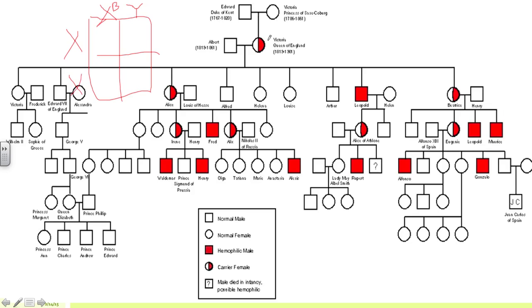Because they had Victoria here, their daughter, who is a carrier, that means that Mama had to have one little b. Now, she didn't have two little b's, because if she had two little b's, she'd be colorblind, and she is not. So that means she had to have a big B with a little b.